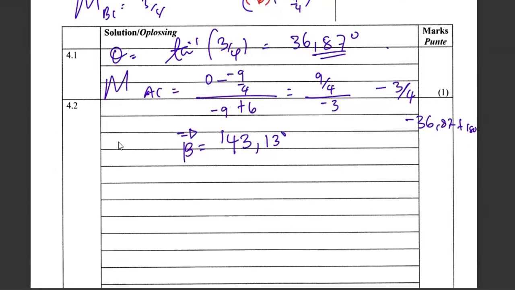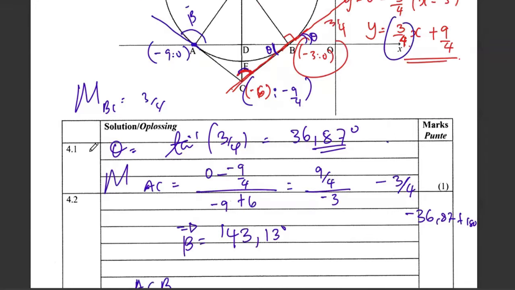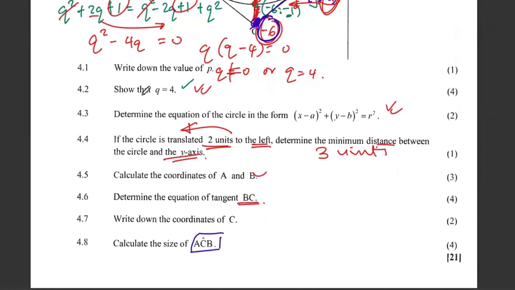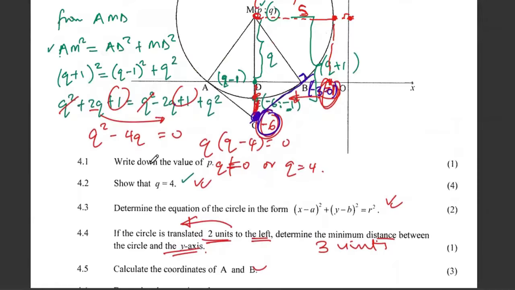Then I need to subtract. Okay, so this is ACB. ACB is going to be 143,13 minus 36,87, which gives me 106,26 degrees. Okay, guys, this is what I'm ending up with as my final answer for that last question of 4.8. I don't know what answers you guys got, but it should be around about 100 degrees.